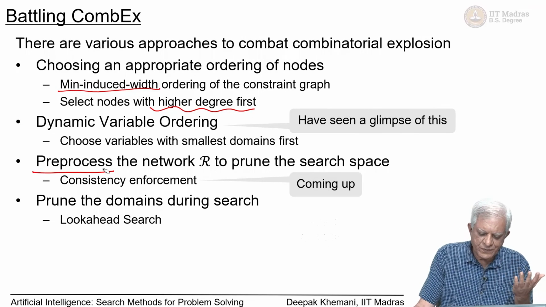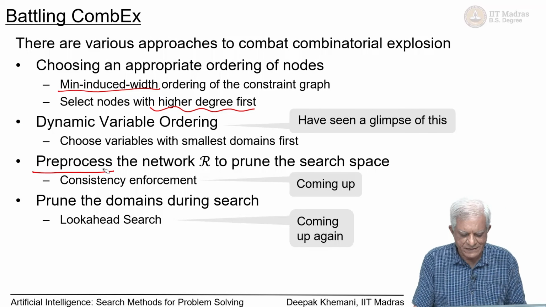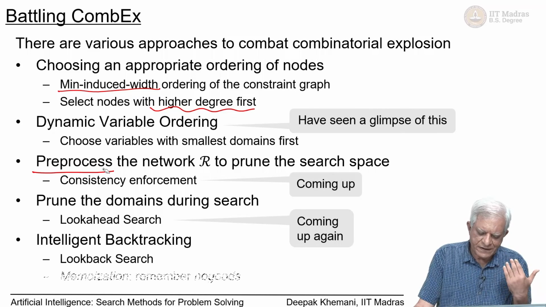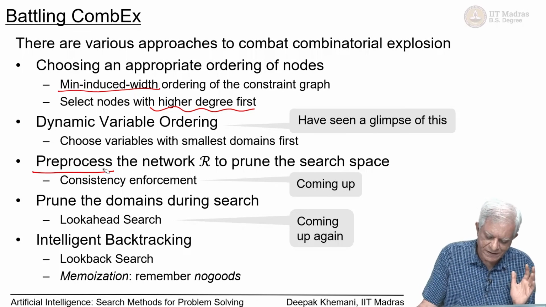A combination is to prune the domains during search, which means that while searching you look ahead, and we got a feel of that when we were doing the map coloring example, but we will come back to this again. This is called look ahead search. And then there is something called intelligent backtracking, also called look back search, which tries to figure out that if you have run into a dead end, where should you jump back. So, these are called intelligent backtracking.